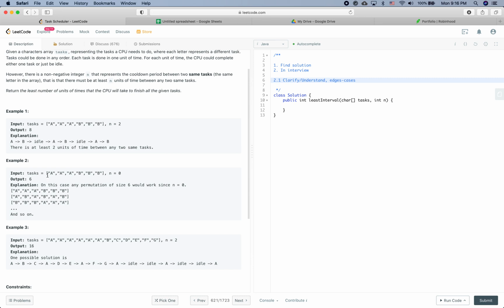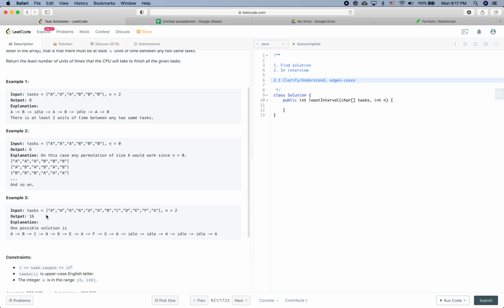Let's say A, B, B, B. It could be scheduled in any order essentially because n is equal to 0. Let's see this one. So tasks, let's say 6 A's, 1 B, 1 C, 1 D, and E, F, G, n is equal to 2, and one possible solution is ABC, ADE, AFG, A idle idle idle, A idle idle idle A.